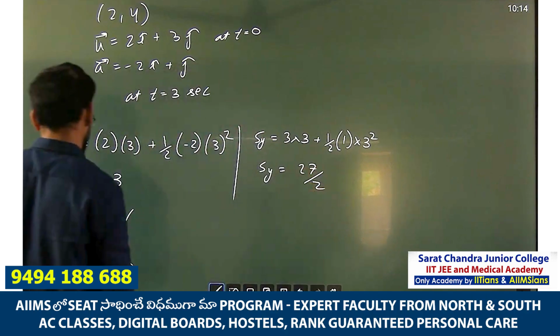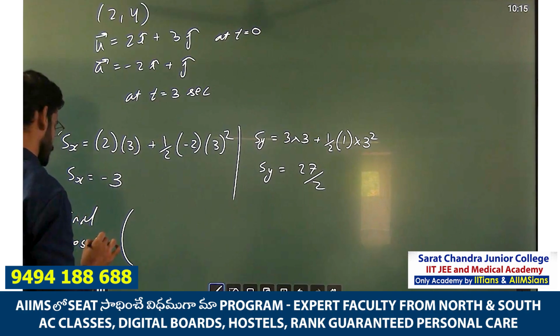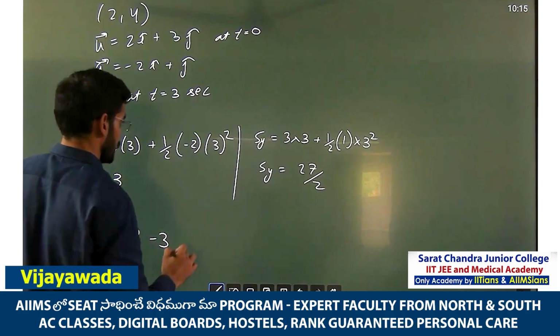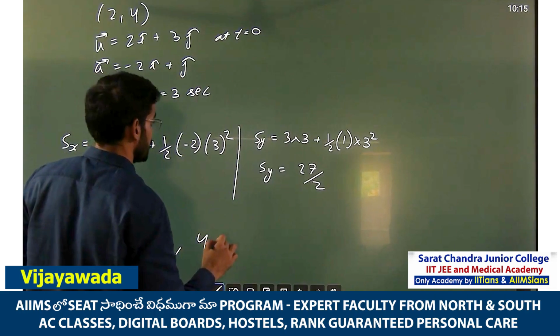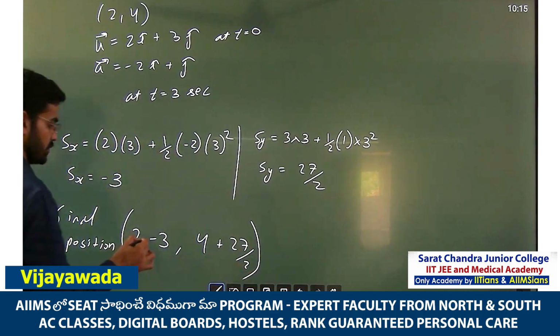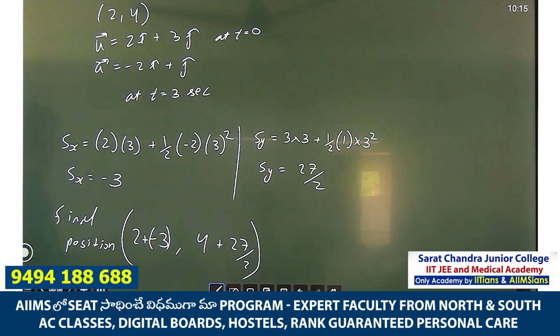So the final position, I can say, is 2 minus 3, and 4 plus 27 by 2. Plus minus 3. Got it? This is your answer. This is done. Next question.